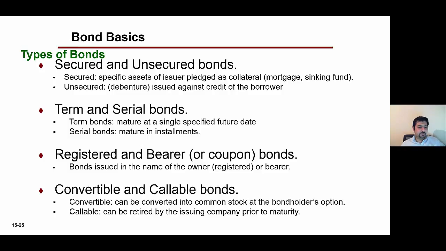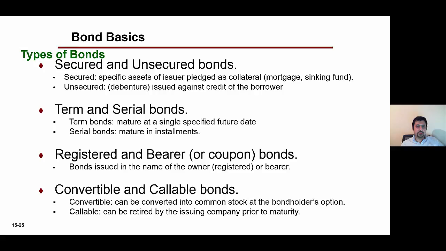Now there are different types of bonds. You have secured versus unsecured bonds. Secured bonds are bonds where the issuer of the bond, the company that is borrowing money, would pledge some kind of asset as collateral. For example, the company might have a mortgage. They would have this as collateral in case they defaulted on the payment. Unsecured bonds, also known as debenture bonds, are when the company issues bonds against their own credit.